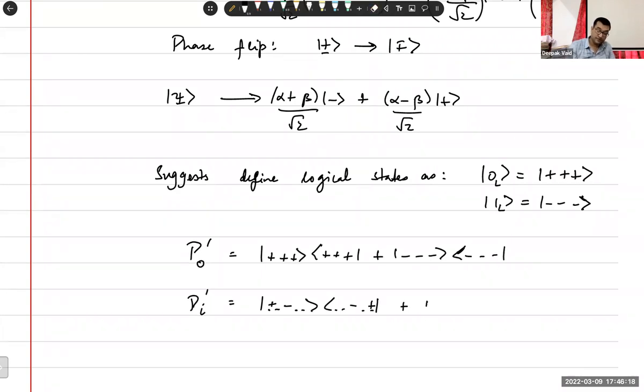Okay, this is just to show that all the qubits are the same except for the ith qubit, which is flipped in this projector.